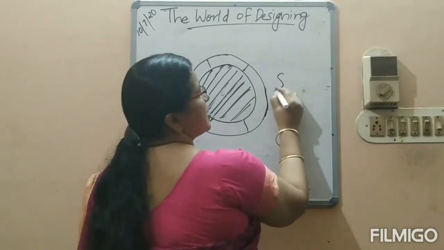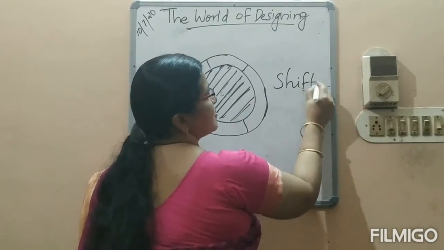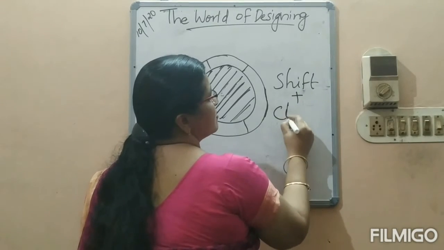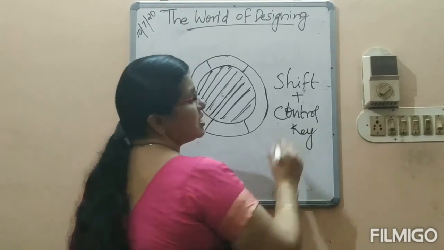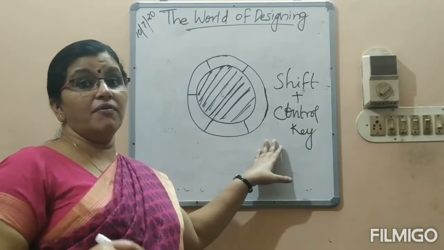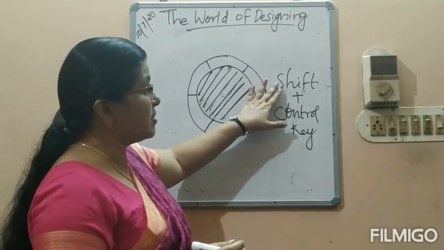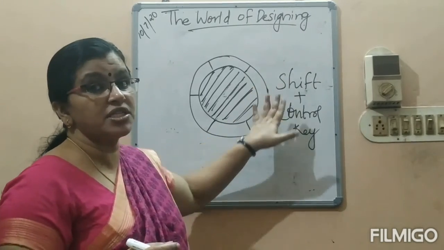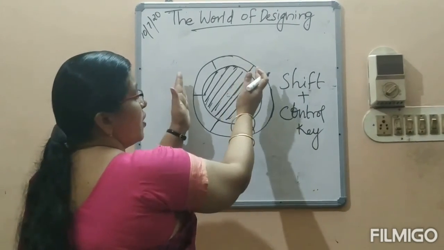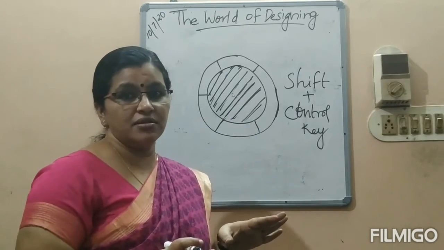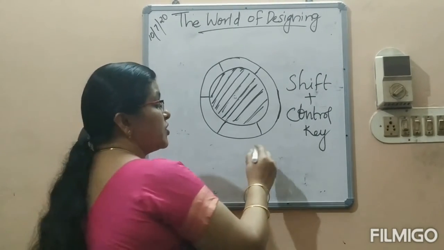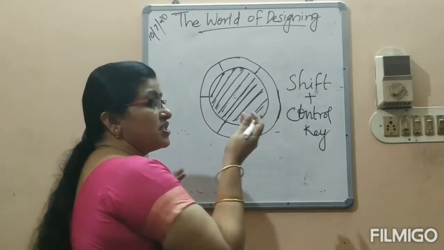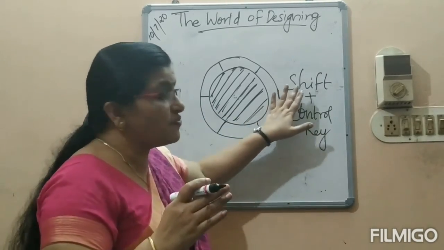For this we will be using Shift plus Control. Control key. Shift plus Control. Keep in mind, during the practical, I am using the Shift plus Control key to draw what? Concentric circle. Okay. I will be drawing two circles. After that, I will be using Shift and Control.